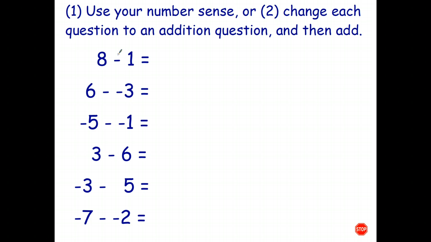So the first one's pretty straightforward. 8 minus 1 is 7. You've done that before. You've got $8. You lose $1, you only have $7. So you spend $1, you now only have $7.